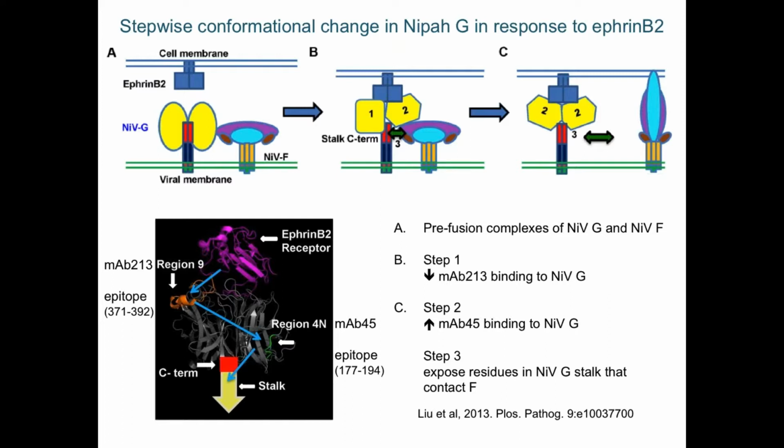So these changes in conformation in Nipah-G are detected by conformation-specific antibodies. There is a decrease in binding to the conformation-sensitive antibody MAB215, and an increase in binding to another antibody, MAB45, and this finally culminates in F triggering.